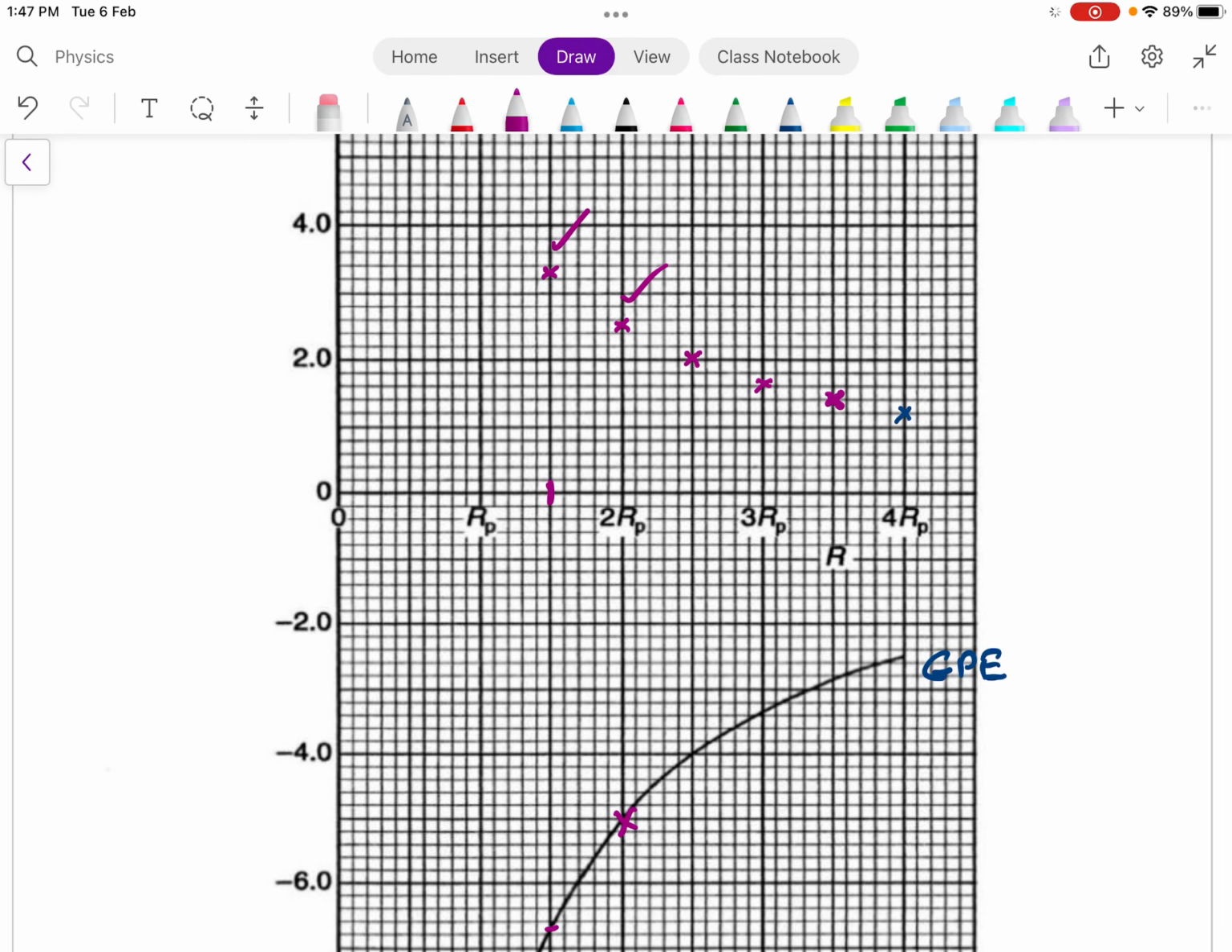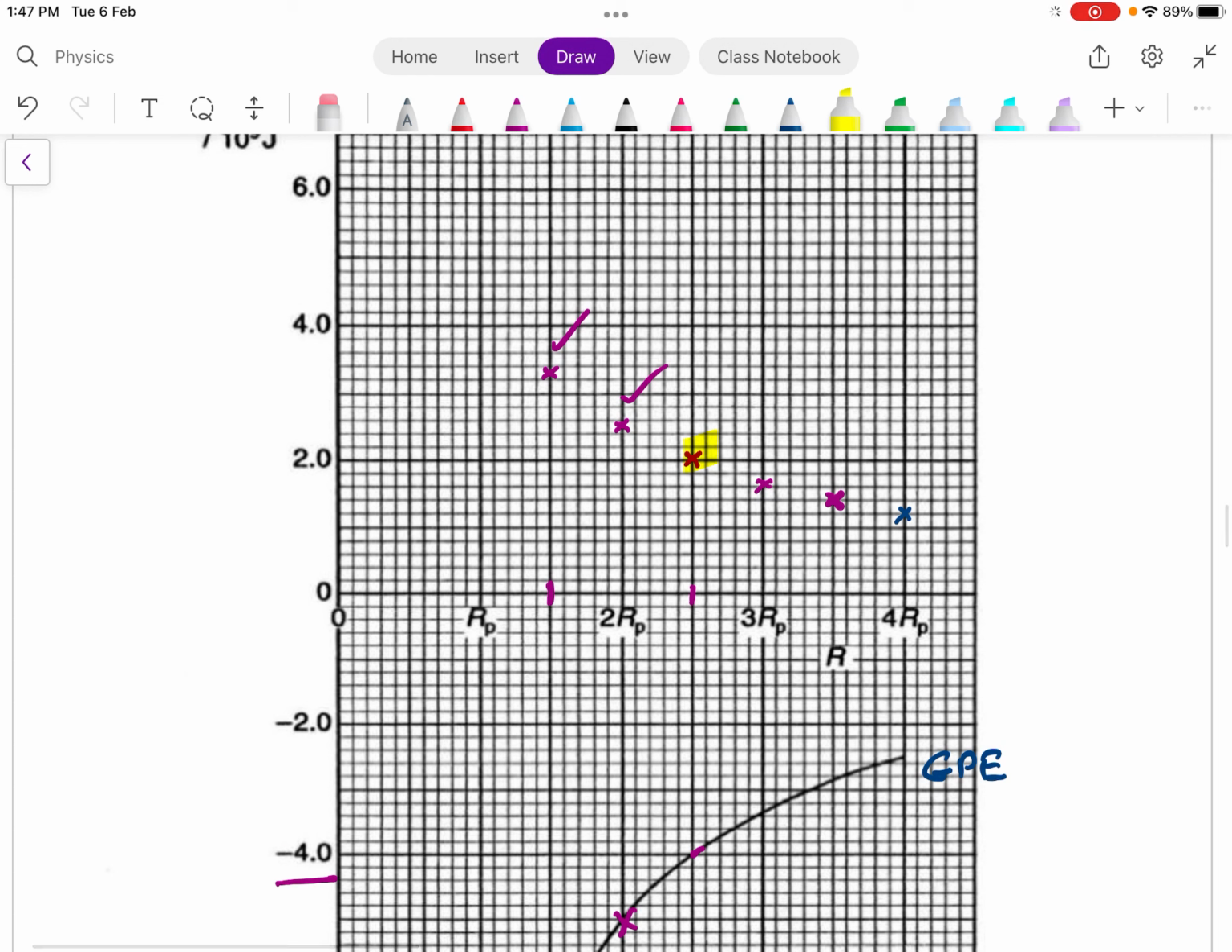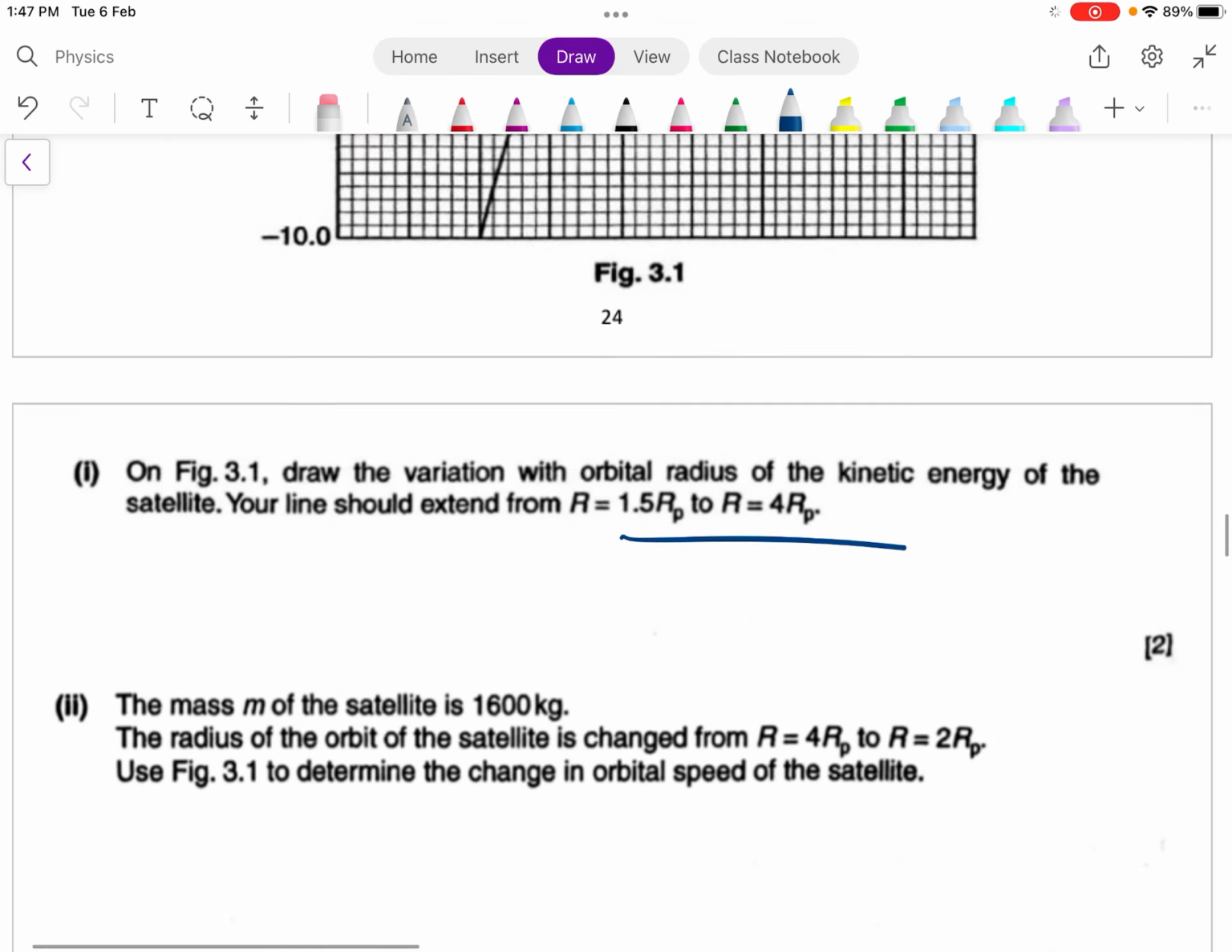Okay, so the next will be -4, which is here. So this is -4, which means that you divide by -2, so this will give you 2. After you plot all the points, you just need to connect the dots. When you connect, make sure it's a smooth curve like that. That's it. So this will be the kinetic energy of the satellite, right? Okay, so this is an easy 2 marks.